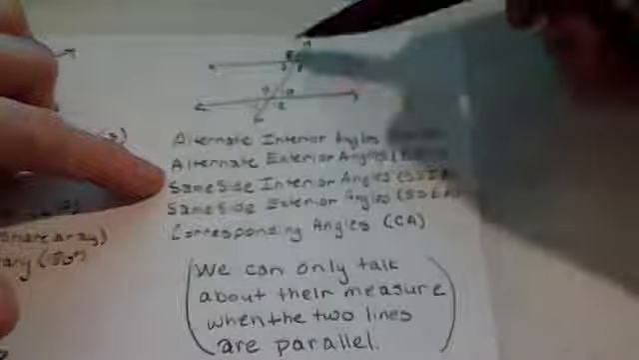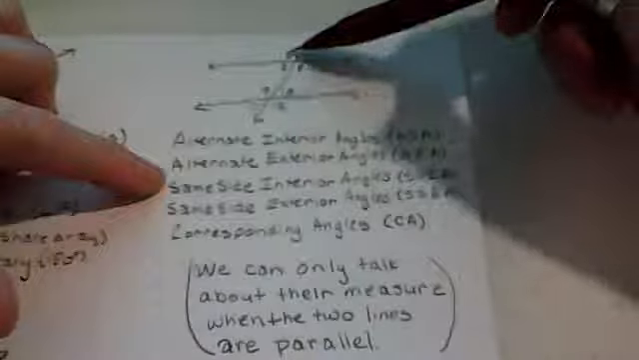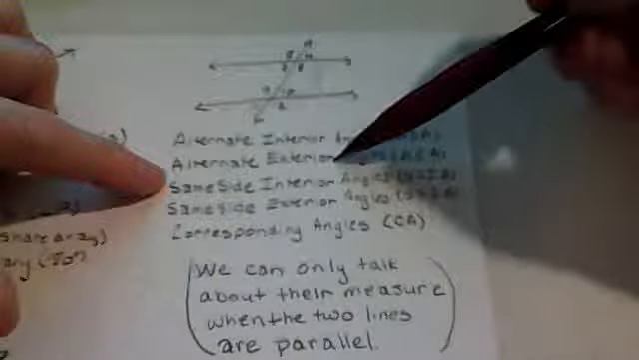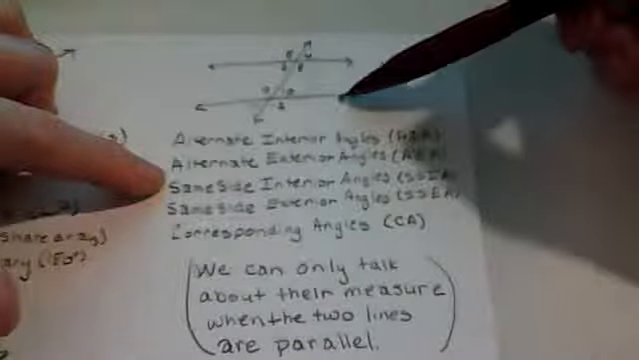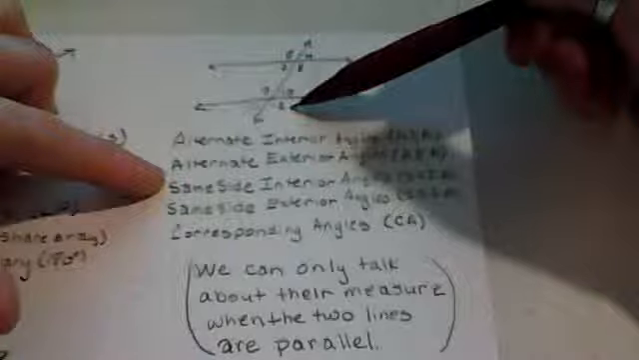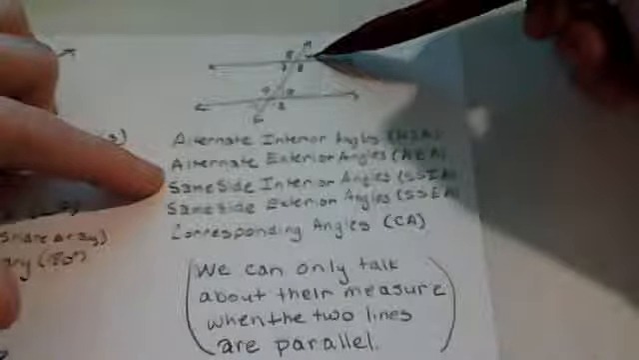alternate interior angles. Alternate exterior angles, again, they're alternating sides of the transversal, but this time they're exterior to the two lines. So what we have here is angle 5 and angle 12 are alternate exterior angles, and angle 11 and angle 6 are alternate exterior angles.